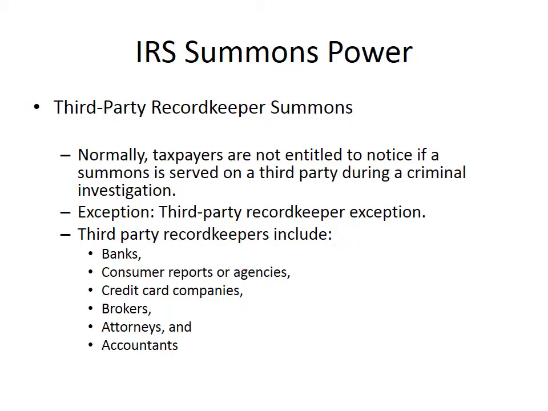So going back and looking at the general rule that taxpayers are not entitled to notice if a summons is served on a third party during a criminal investigation, that is our basic rule. But the exception is if the third party happens to be one of these 6 record keepers. If it does, then the taxpayer is entitled to notice of that summons, notwithstanding the fact that the case might have turned criminal.